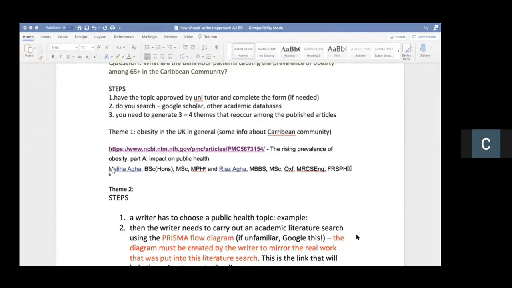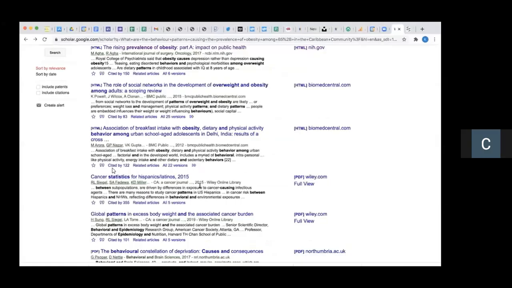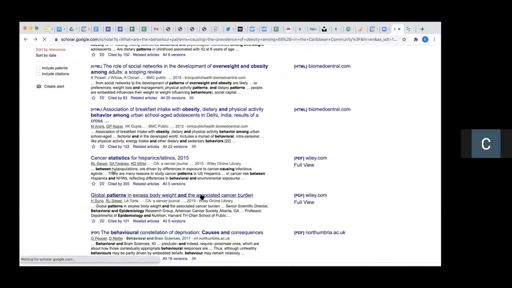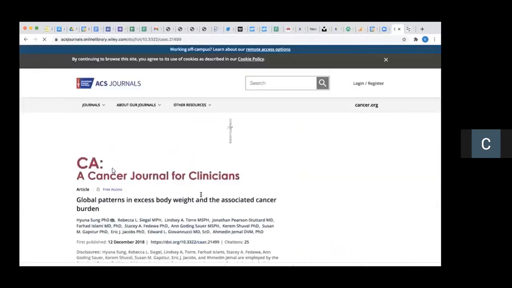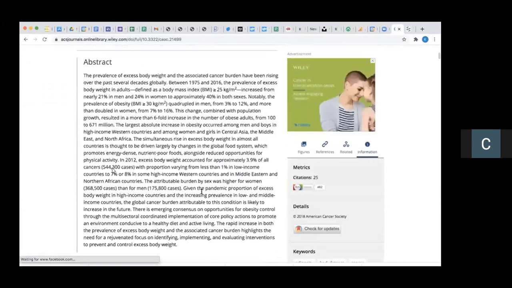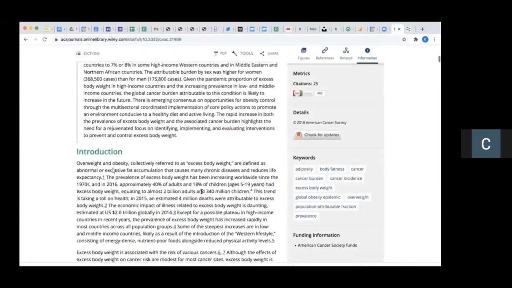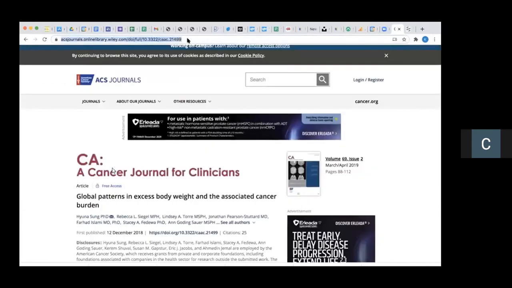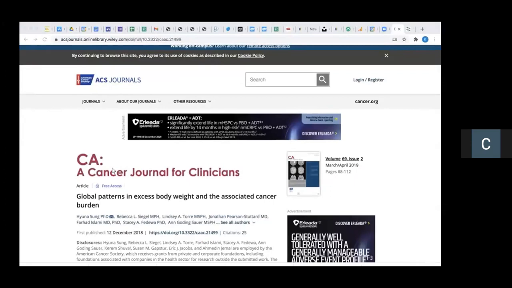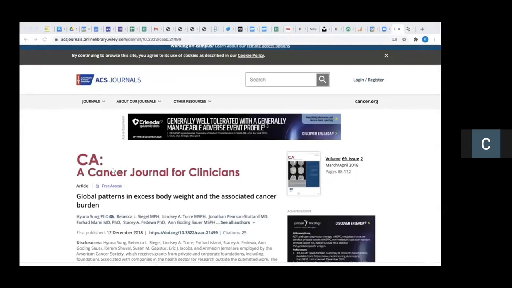I'm back checking the database. Cancer statistics, global patterns of excess body weight. Perhaps we can look into something like this. Sometimes you may not have access to everything. These are global patterns. So global patterns of obesity, right?